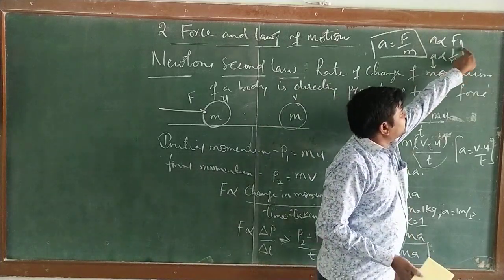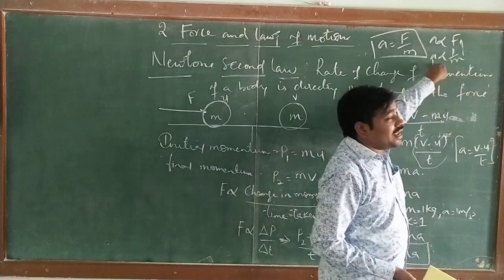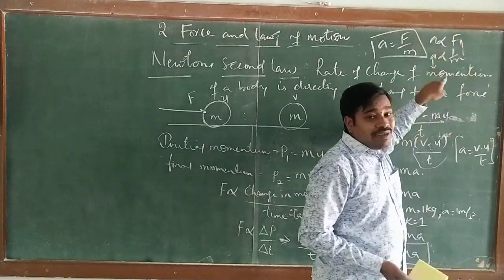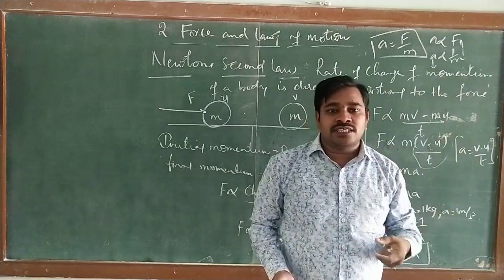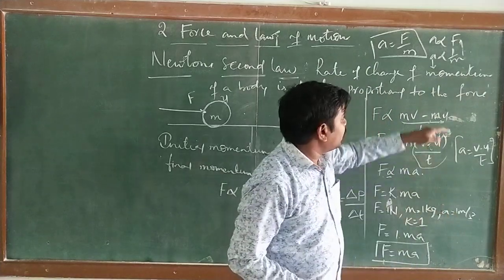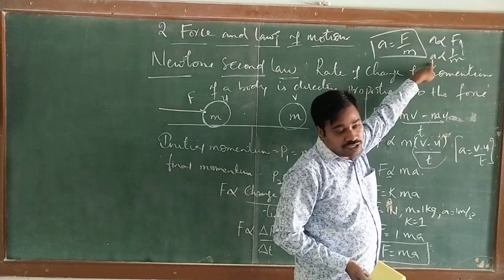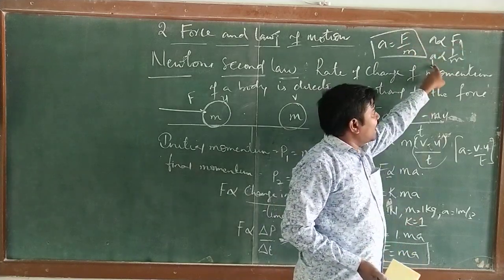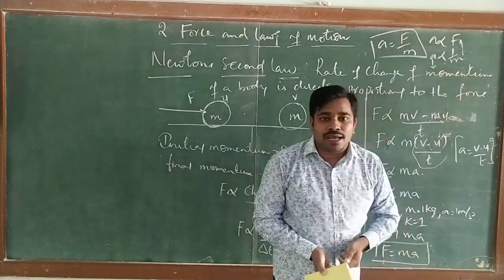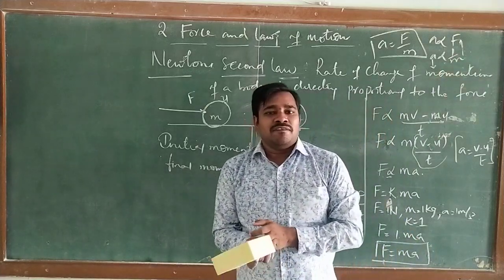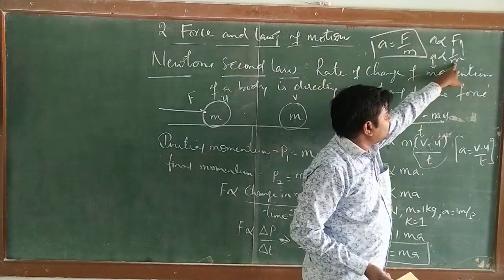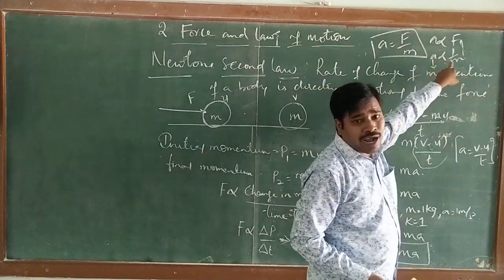If the mass is less, acceleration will be more. As mass is more, acceleration will be less. So a body which has less mass will have greater acceleration. So acceleration is directly proportional to force, and also acceleration is inversely proportional to mass. Then what will happen if the mass is doubled? Whenever the mass is 2 times, then the acceleration becomes half.